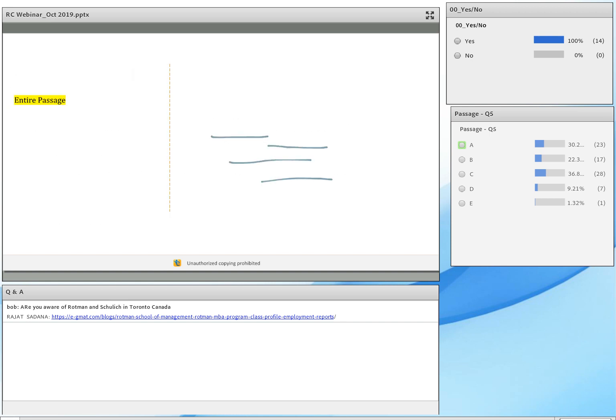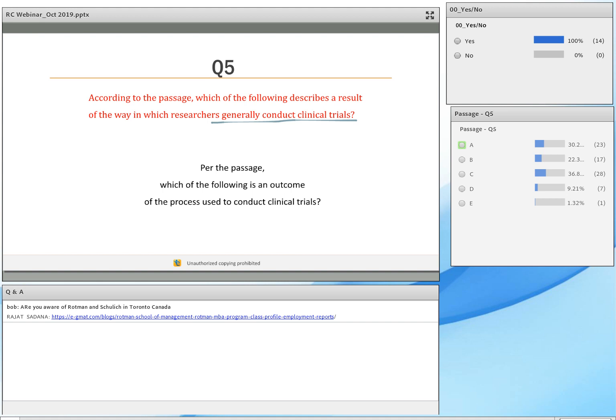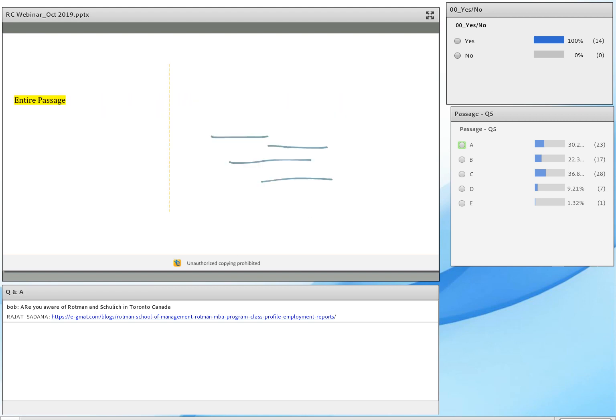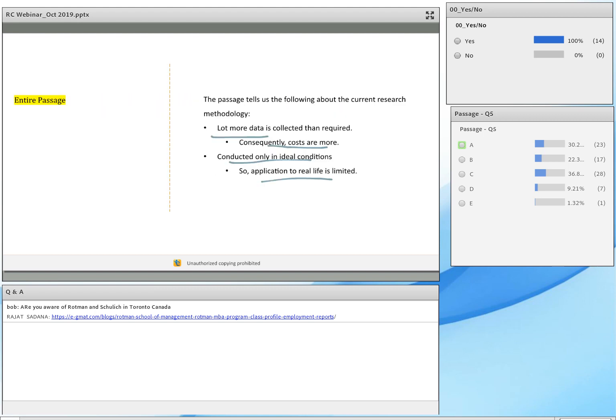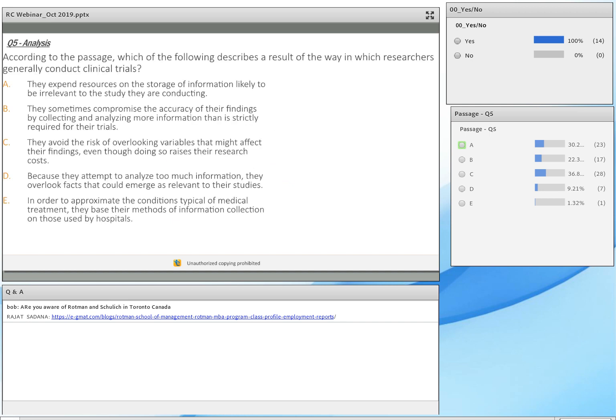So whenever you answer such a question, you always have to pre-think, okay, what do I know about the current process, right? So what do I know about that from the passage? So you summarize it in your own words. That's what we did over here. Now you take a look at the answer choices to see which answer choice fits the bill. They expend resources on storage of information likely to be irrelevant to the study they are conducting. This makes perfect sense, right? So this is what was talked about in the first paragraph. So this choice is correct.